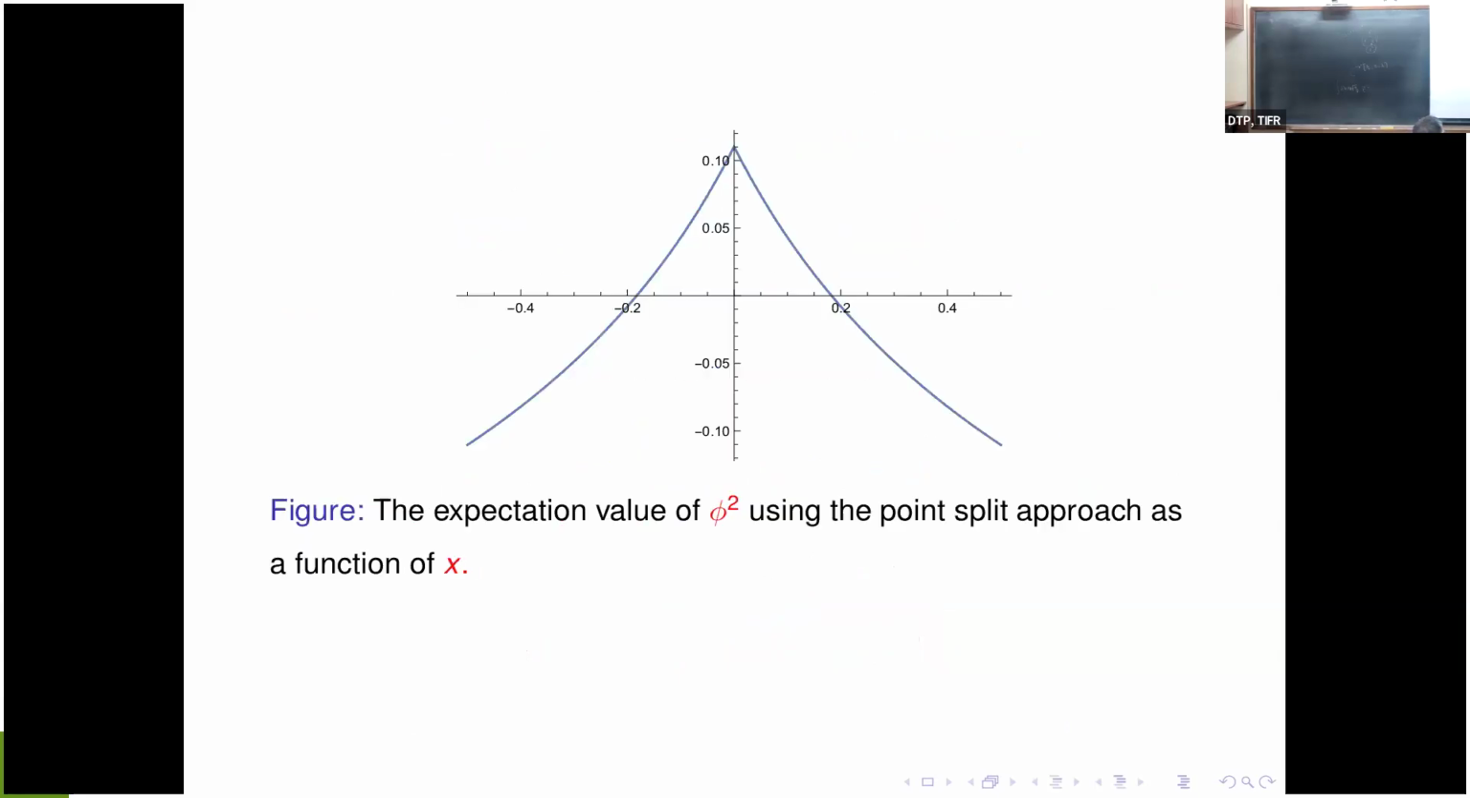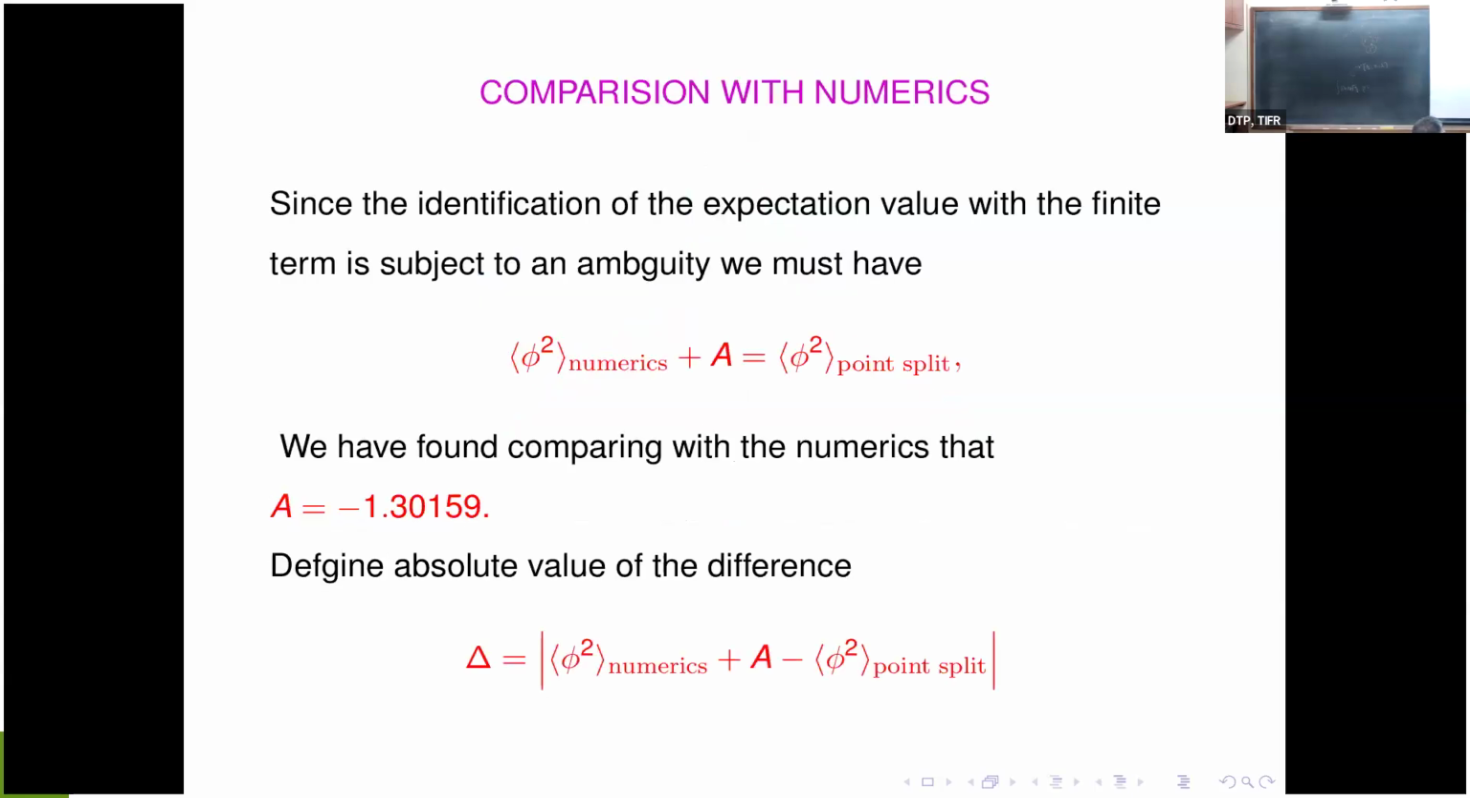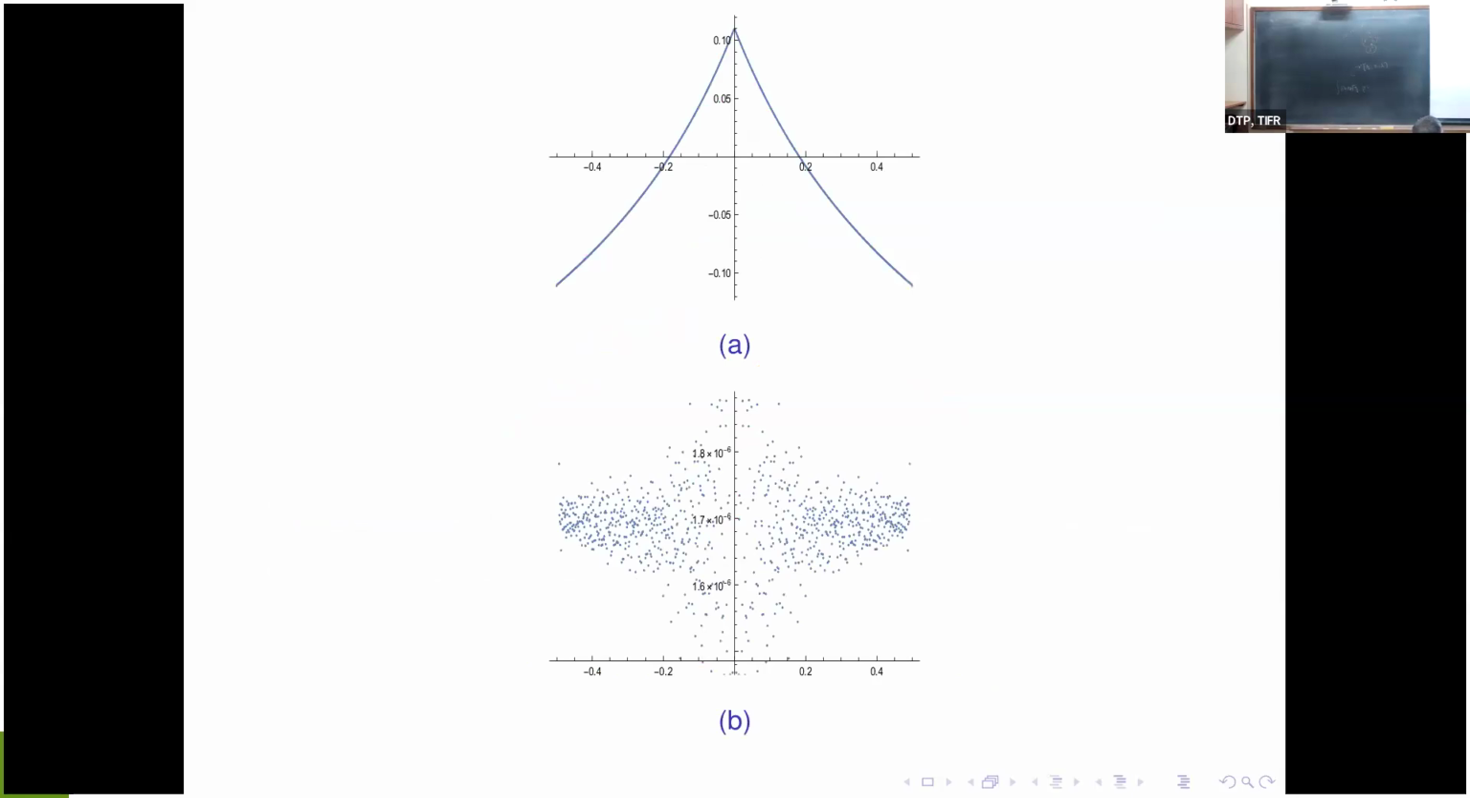Yeah. So again, if you plot this up, of course, using the point split approach, this is the answer you get, and there is some constant shift, and you should expect the numerics to work because we just want to be sure, because it is sort of a subtle fact. So we looked at the numerics and fitted one constant, and then you plot, and it exactly coincides with the point split answer. It's plotted together, and we can't even see the difference.